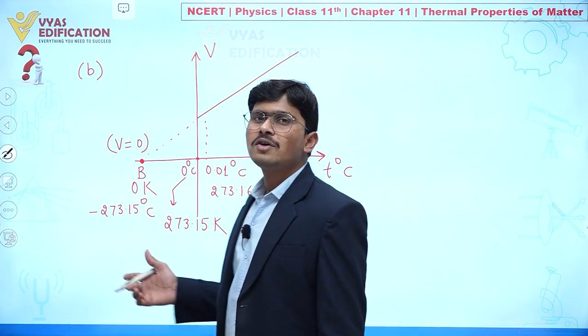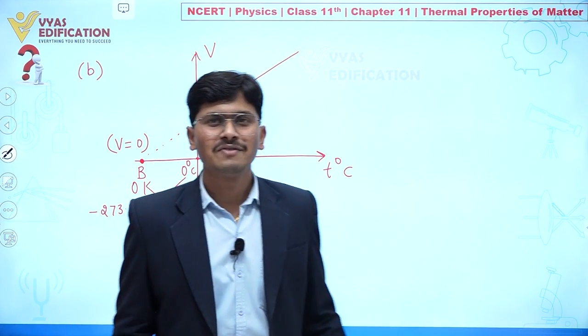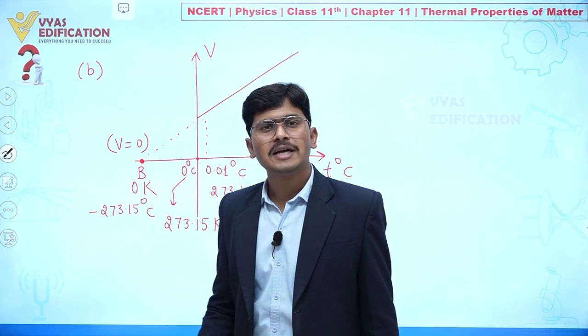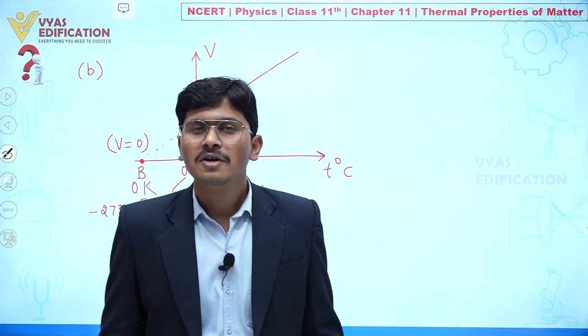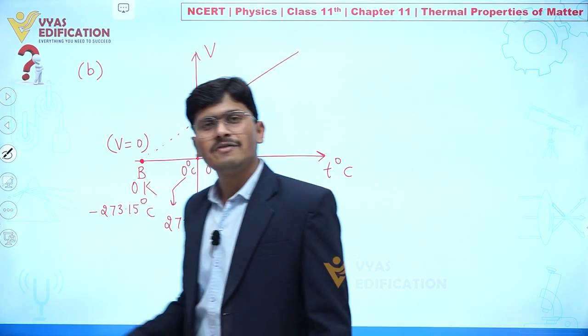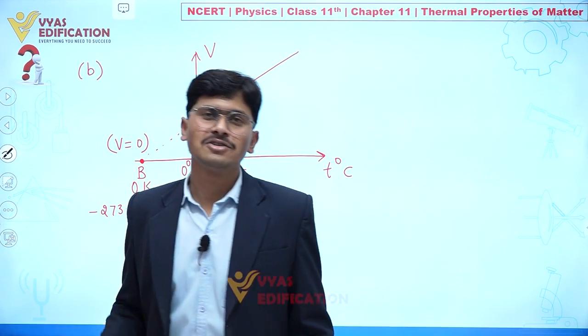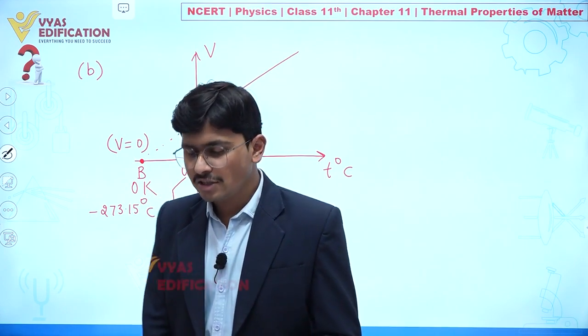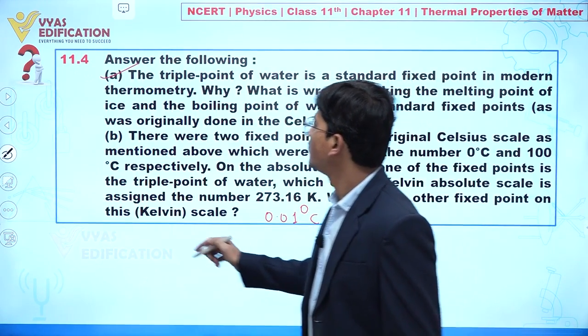Because all molecular motion stops at 0 Kelvin. Why? Because volume becomes 0. It means we can say there is no gas molecule. No gas molecule means volume is 0, pressure is 0, and we can take it also as a reference. So this is all about part number B.